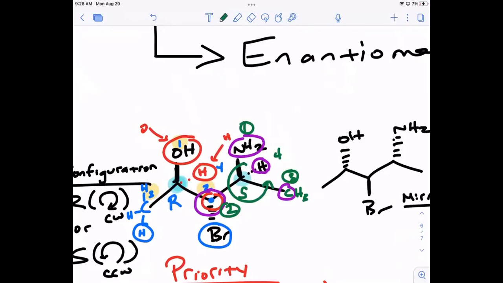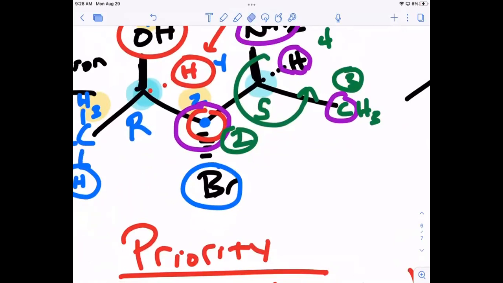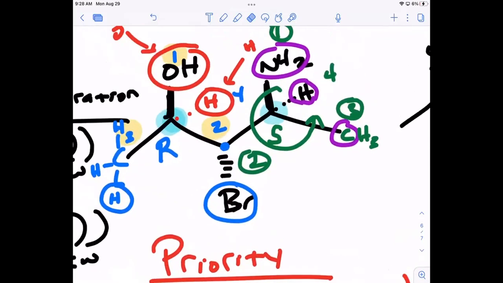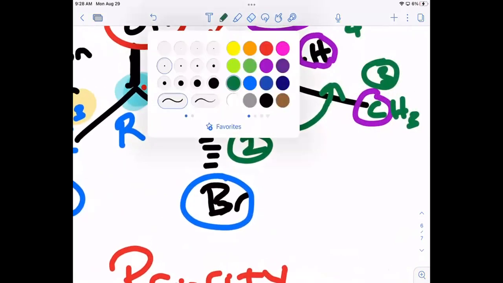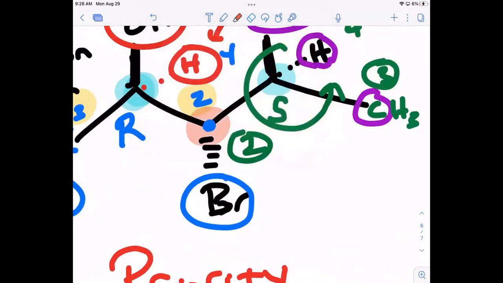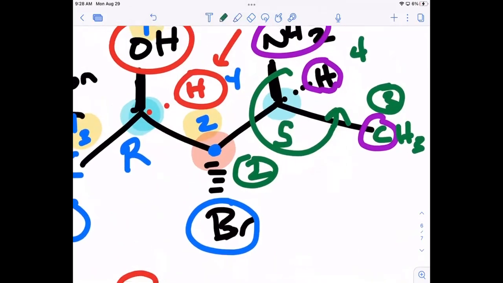All right, now let's do the one in the middle. So I'm going to erase some of this stuff. And hopefully you're taking notes, or at least jotting down the example. Let's do the one in the middle, so this carbon right here is the one we're looking at now. The bromine obviously is going to be 1, because it's larger than the other groups. The fourth group here is hydrogen.